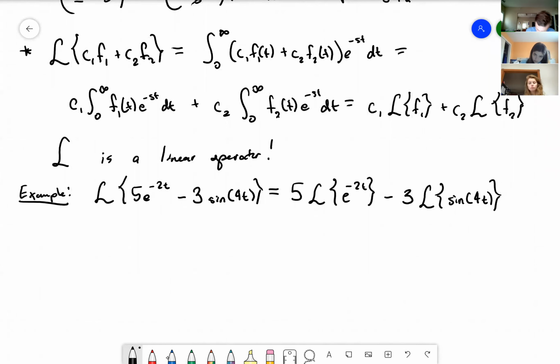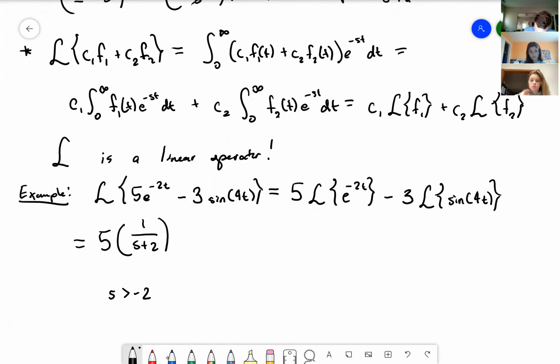And we have these Laplace transforms already computed. So this one is 5 times 1 over s plus 2, and this is valid whenever s is greater than -2, right? Because e to the minus 2t is bounded by e to the minus 2t. So it's valid when s is greater than -2.